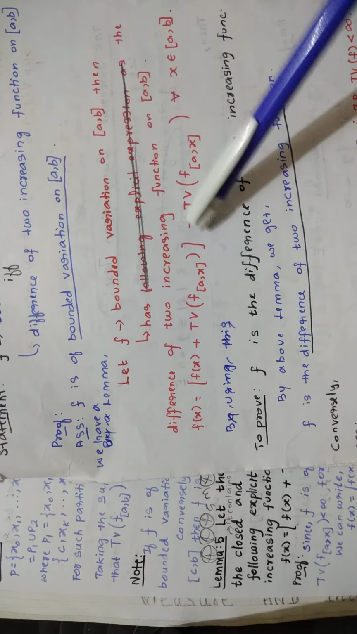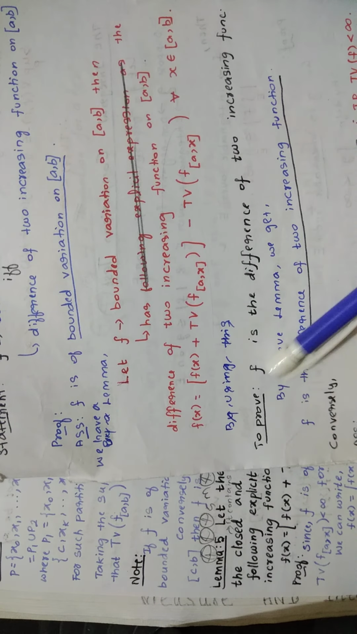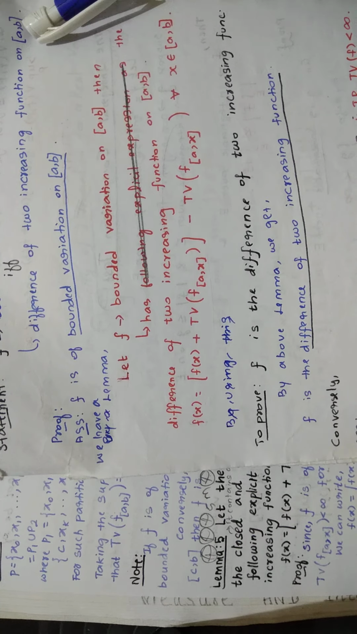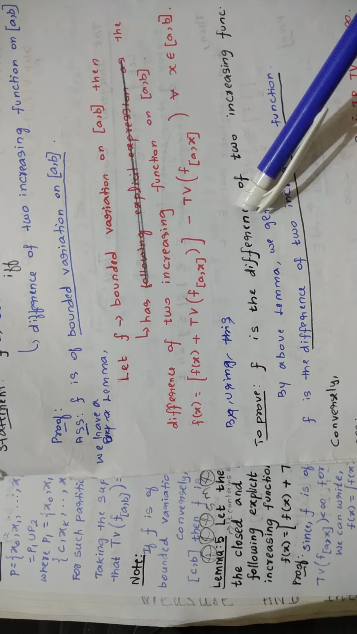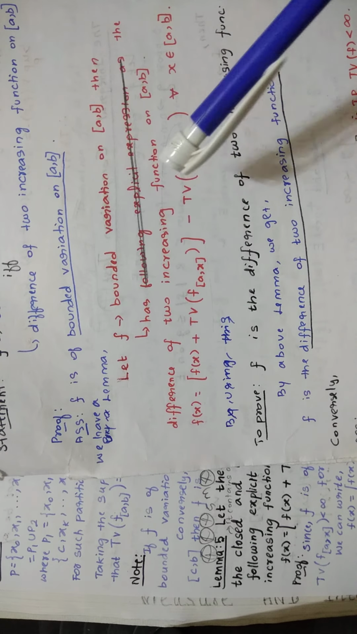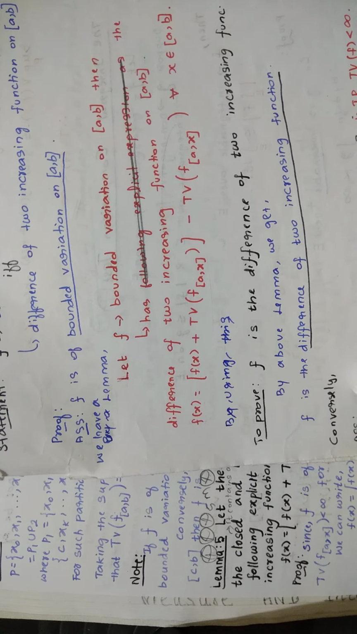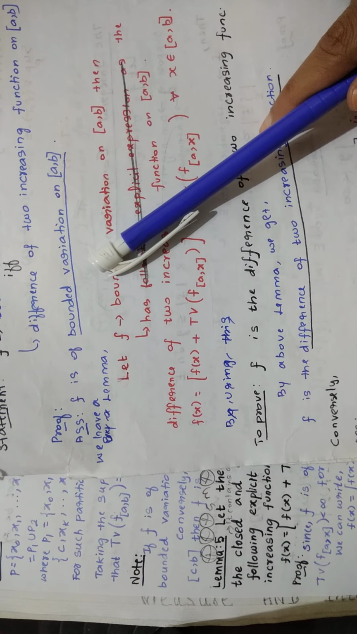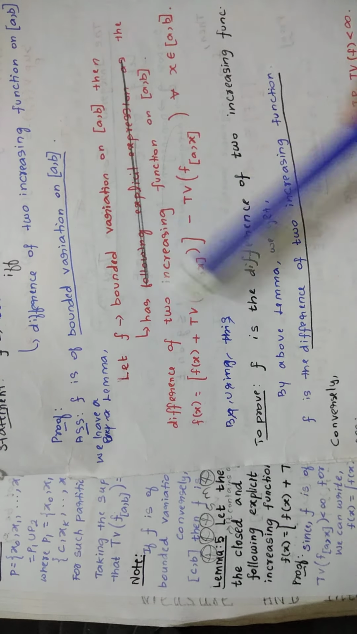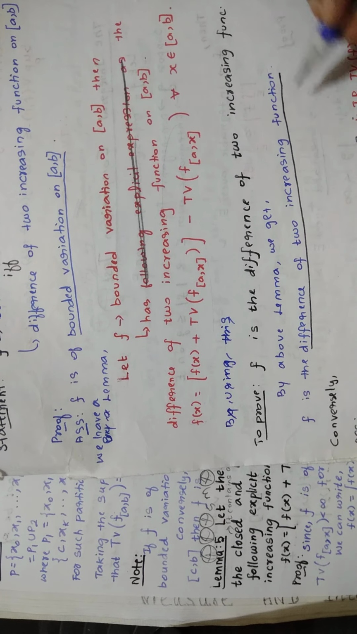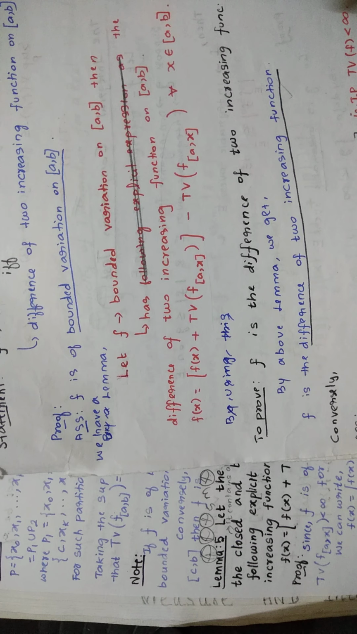After writing the statement of this lemma, you write: to prove f is the difference of two increasing functions on closed interval a comma b. Just copy it down from the question. Now by the above lemma, in our assumption f is of bounded variation on closed interval a comma b, so using that lemma you can say f is the difference of two increasing functions. So you proved the first part of this theorem. Now let us move on to prove the converse part of this theorem.